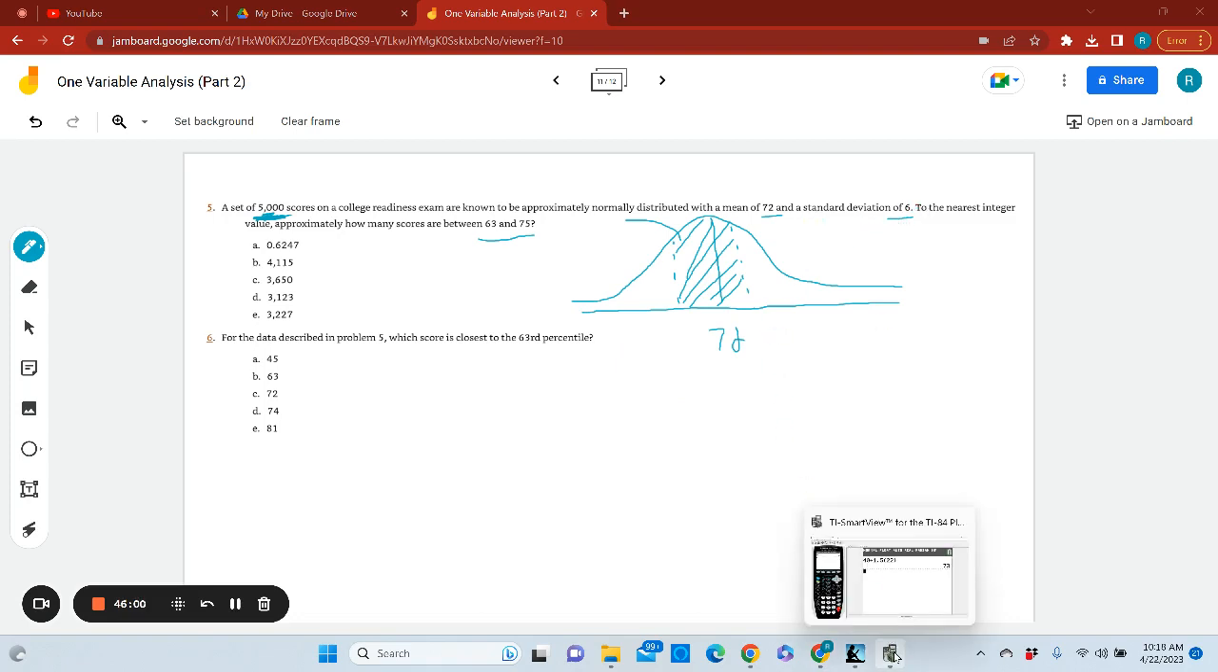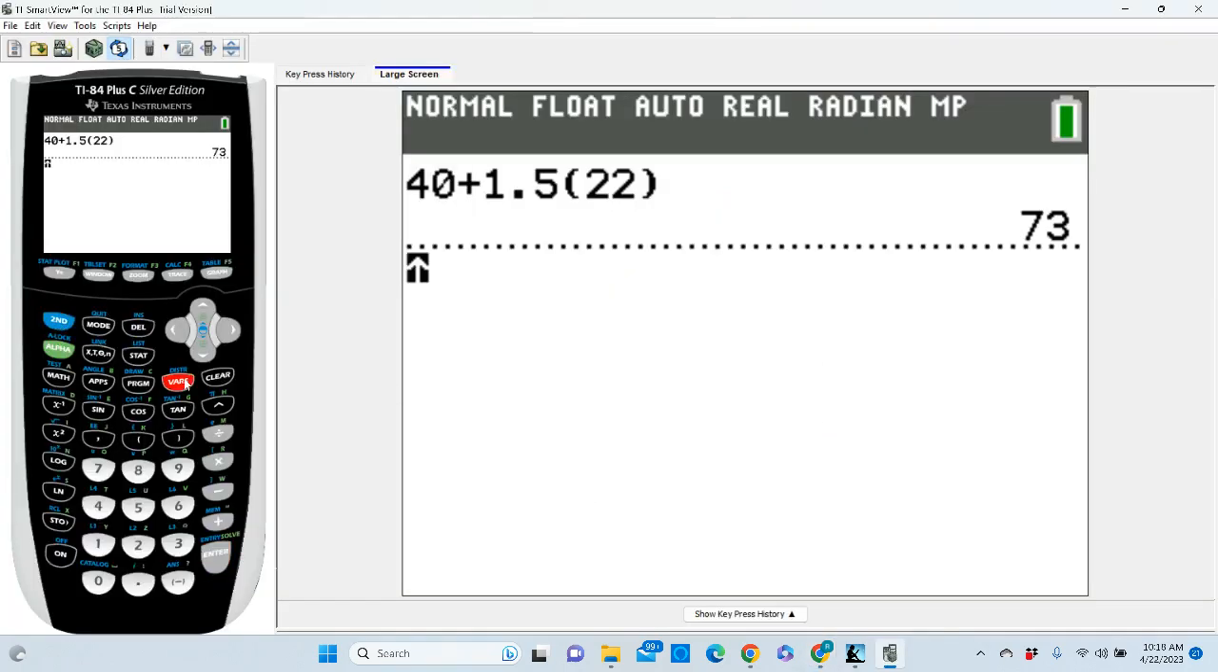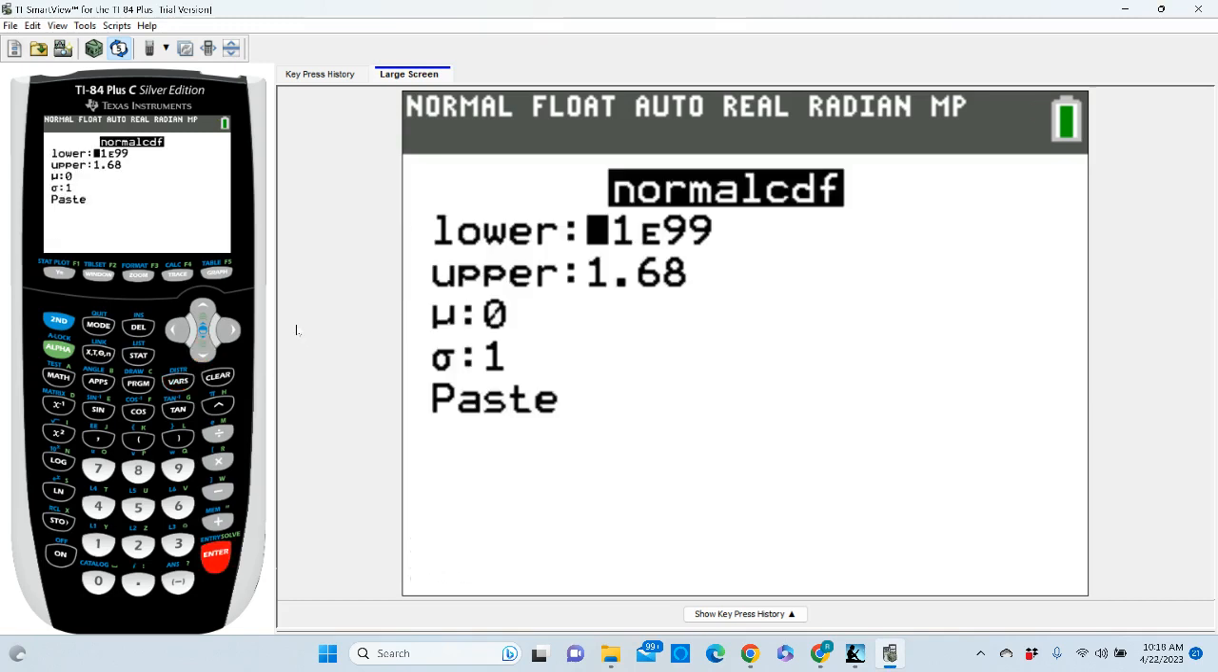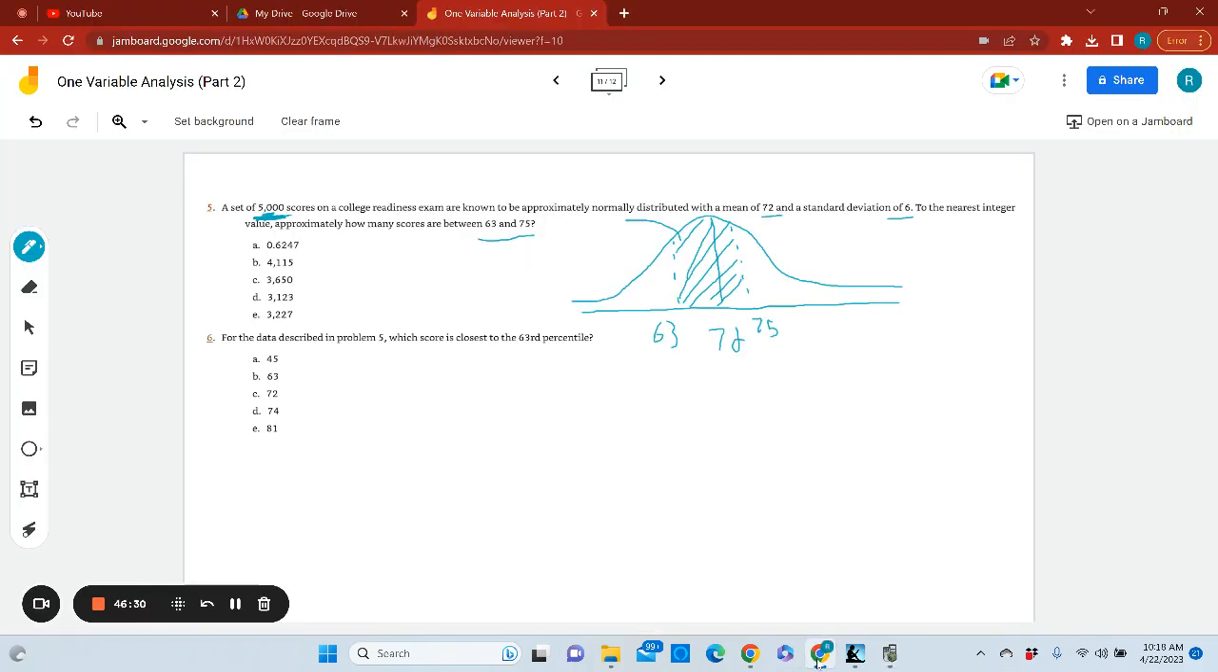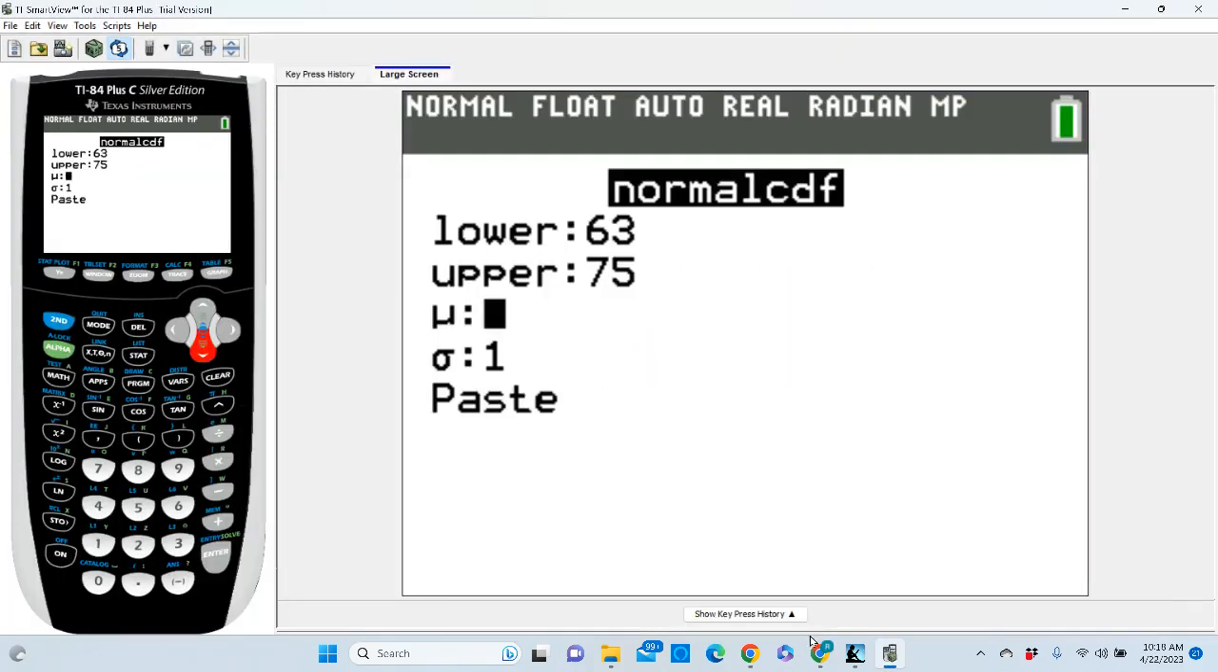So I'm just going to come back to my calculator, and I'm going to tell it all the information they gave us about the distribution. We're going to make our lower cutoff 63, our upper cutoff 75. We're going to tell the calculator that the mean is 72 and the standard deviation is 6. Second distribution, normal CDF. 63 is the lower boundary, 75 is the upper boundary. I've got to double check the mean. The mean was 72 and the standard deviation was 6.